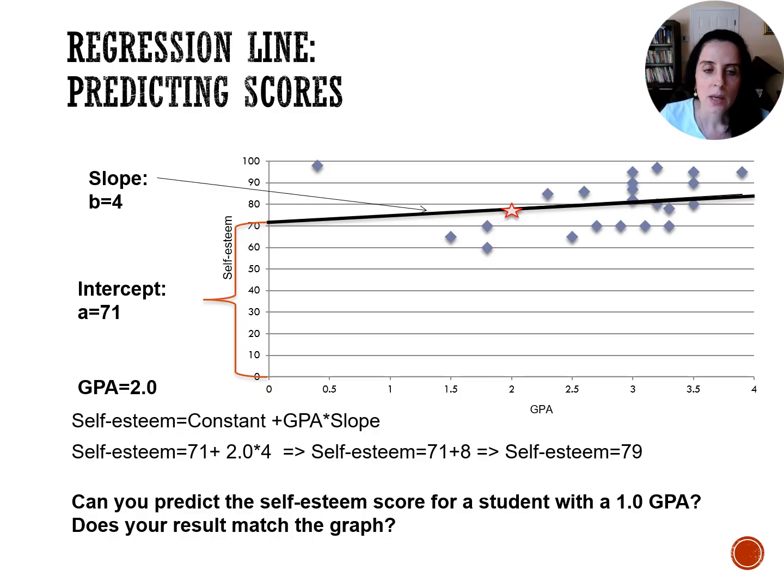Very simple. So if we know the slope and the intercept, we can predict the self-esteem score based on any GPA value. To make sure that you understand the procedure, try to estimate the self-esteem score for other GPA values, and then see if the values you obtain by applying the formula match what the graph is showing. For instance, what is the predicted self-esteem score for a GPA of 1.0?